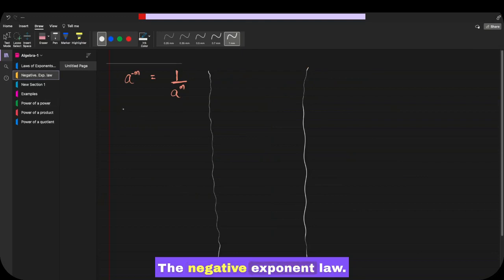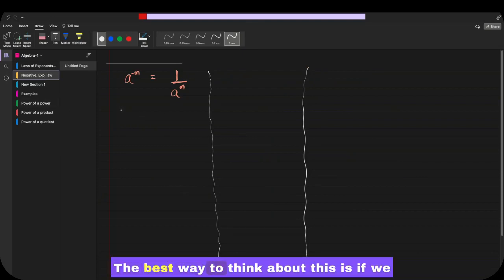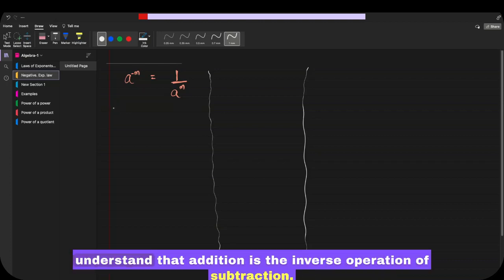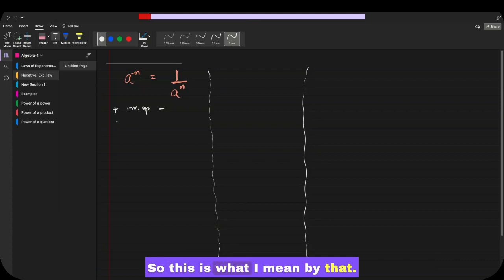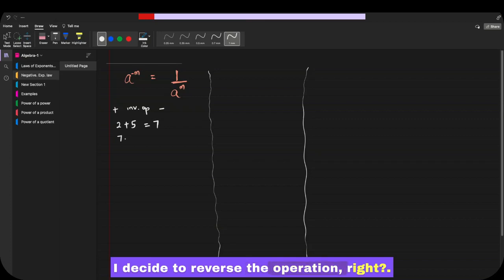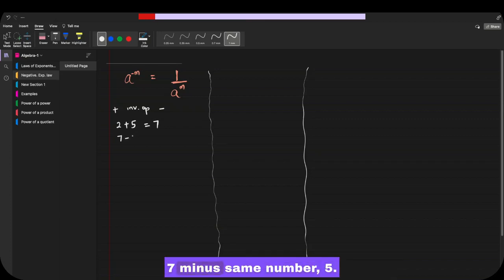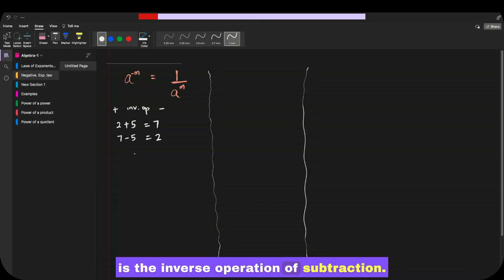The negative exponent law. The best way to think about this is if we understand that addition is the inverse operation of subtraction. So this is what I mean by that. Let's assume I start with the number 2 and I add 5 to it. The answer is 7. And then I decide to reverse the operation, right? 7 minus the same number 5, I'll be back at 2. So that's why we say addition is the inverse operation of subtraction.